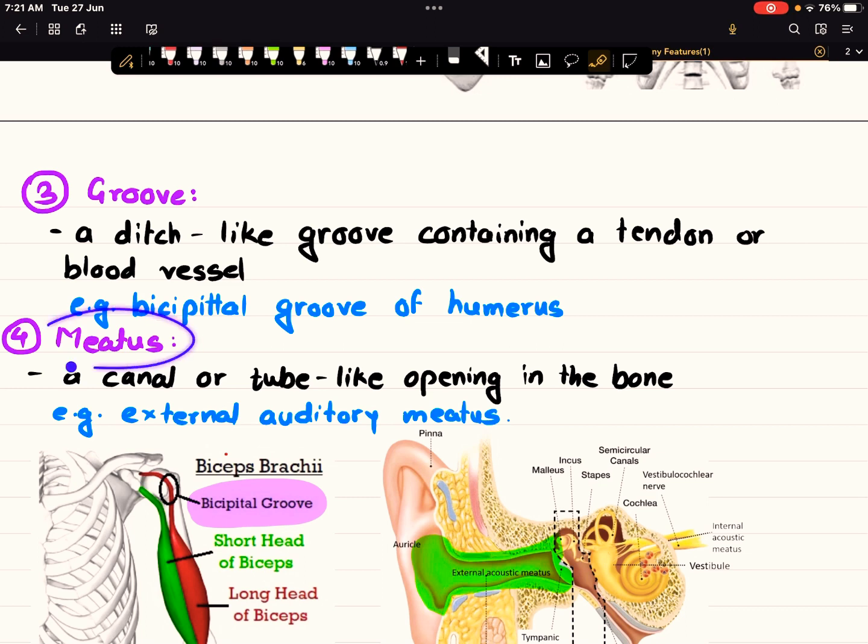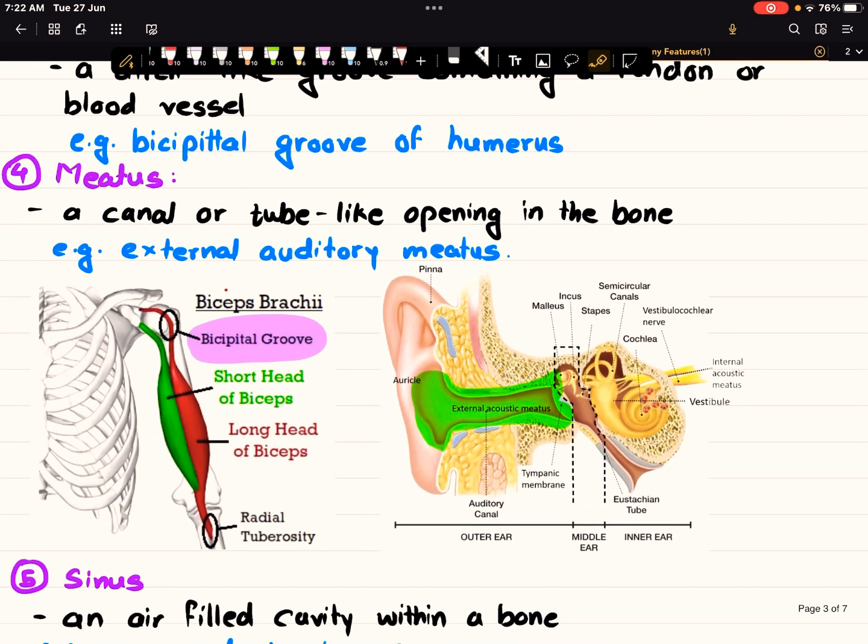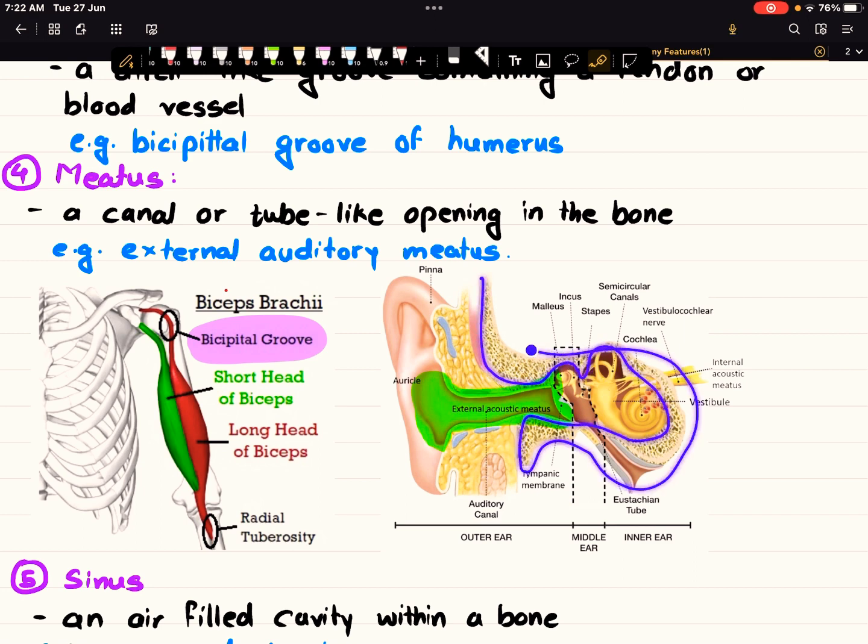When it comes to meatus, another terminology, it is a canal or tube-like opening. A tube-like opening is the important point here in the bony structure. So the example is the external auditory meatus. As you can see, this whole structure is a bony structure, and within it is a tube-like opening. So this green colored part is nothing but the external acoustic meatus, or the external auditory meatus.